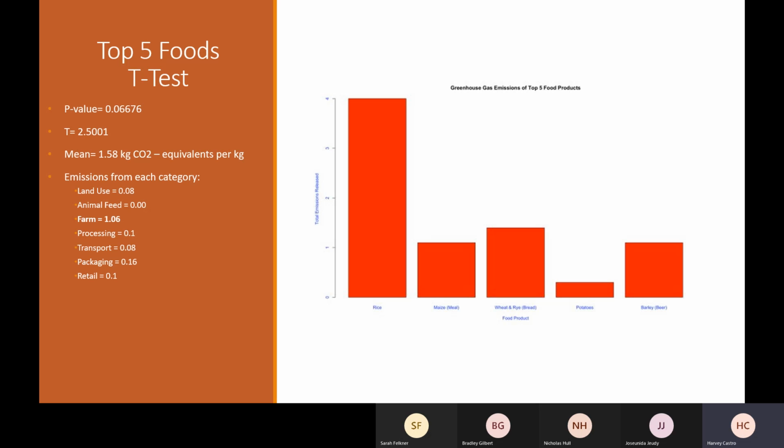And another thing to note is that the total emissions from rice is about 4.0 kilograms of CO2, and potatoes come in at 0.3, which is almost 13 times less than what rice produces. So maybe instead of cooking up a side of rice, have some potatoes on the side instead.